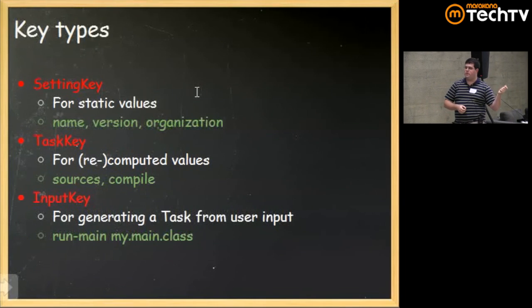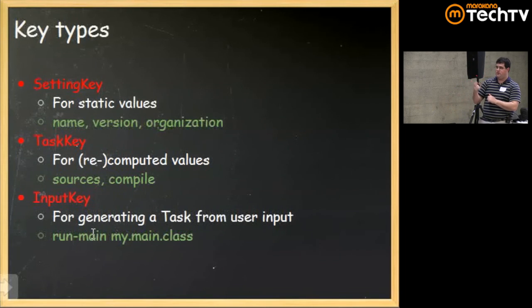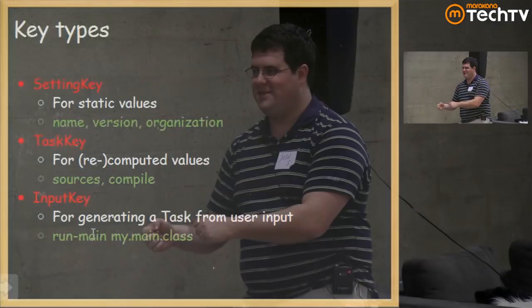Tasks are things that are recomputed every time you run them in the build. So a task is something like compile. When I run compile, I need to go look at your source, figure out what's changed, compile that code, and then return some result. And then there are also input keys. For example, SBT has a run main input key. Run main basically takes user input in the SBT console, uses that to generate a task which then runs. Okay? So an input key is a task generator.